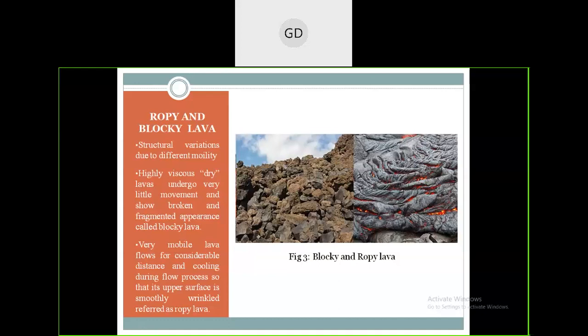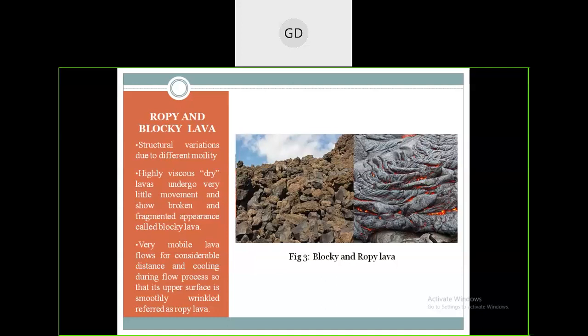On the other hand, some very mobile lava, which has a high capability to flow, flows for much greater distances and also cools down during the flow process. So its upper surface is smoothly wrinkled. That surface structure is known as the ropey structure. You can see it looks like a rope. In the second picture, it is the ropey lava. So, blocky and ropey lava.